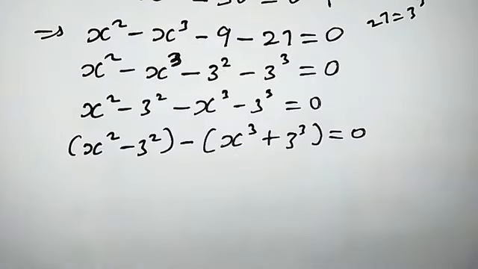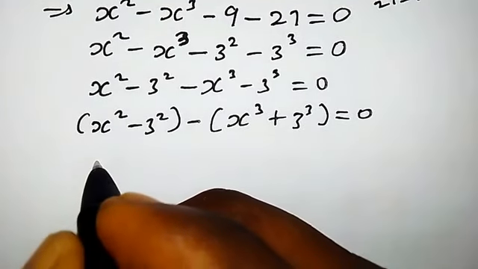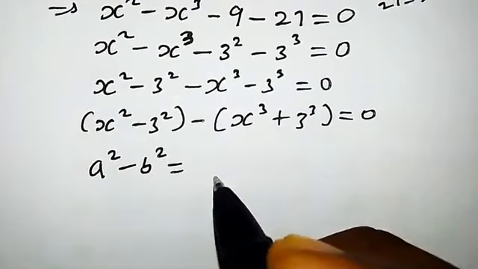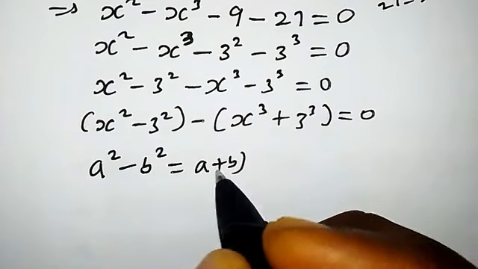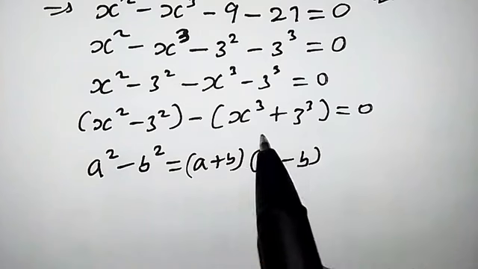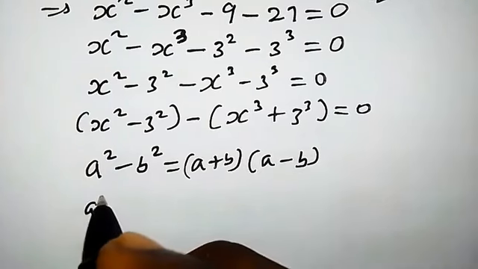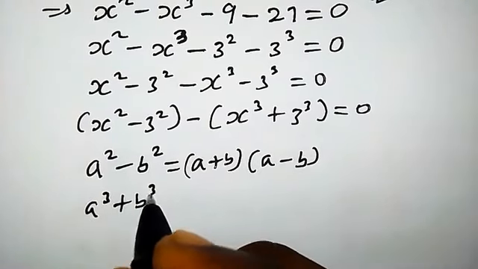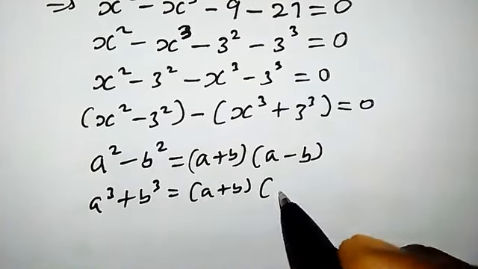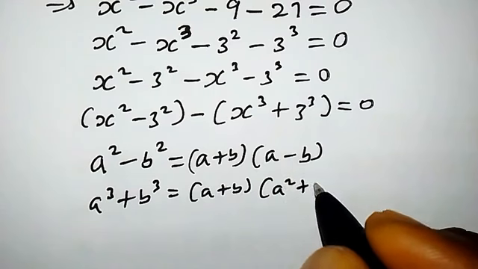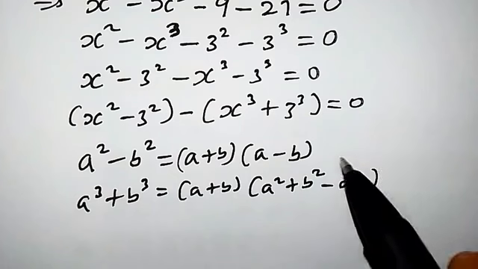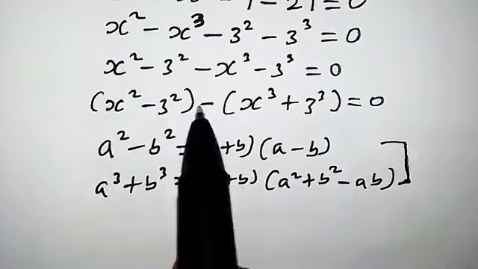Let us recall some properties. The first one is difference of 2 square. Whenever we have a square minus b square, this is simply the same thing as writing a plus b times a minus b. Also, whenever we have sum of 2 cubes, so a cube plus b cube is equals to a plus b times a square plus b square minus ab. So we are going to use these two properties for these guys.